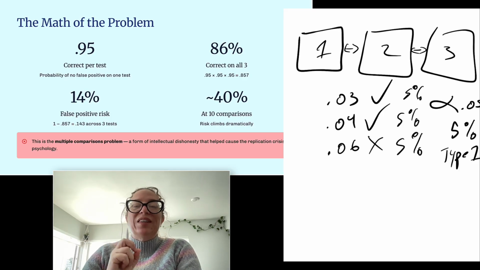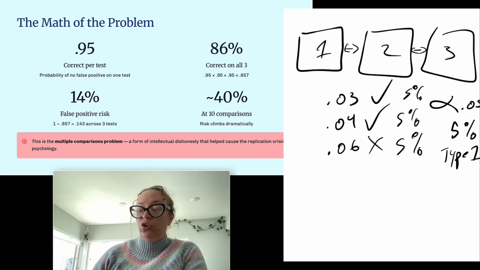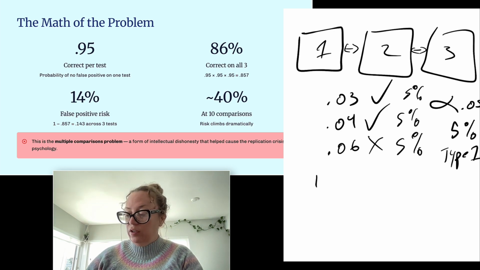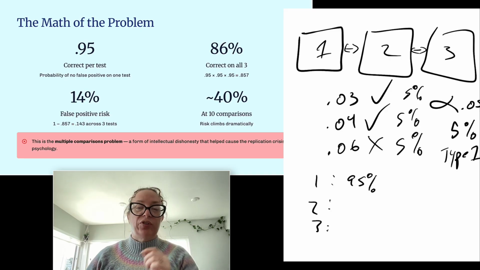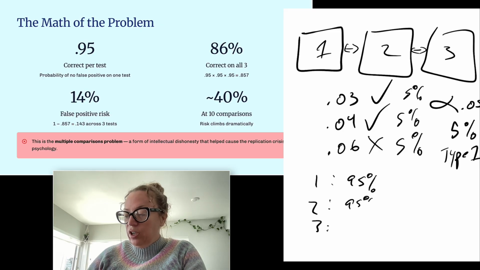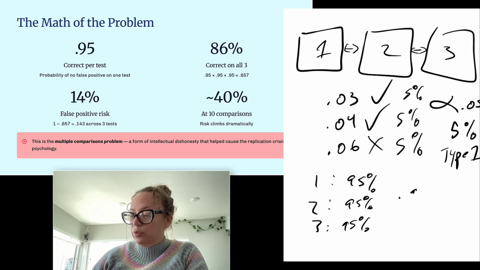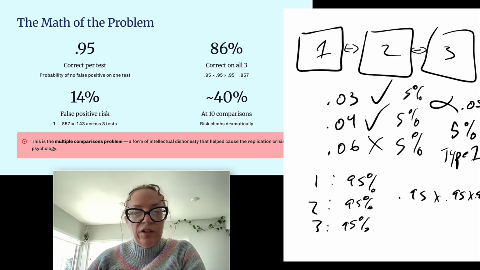So what's the probability that at least one of them is wrong across all 3 tests? It's not 5%. Okay, let me show you the math. The probability of being correct on test 1 is 95% because you have a 5% chance of being wrong. The probability of being correct on test 2 is also 95%. Probability of test 3 is also 95%, okay? Now to get your probabilities, if you remember from the probability chapter, you have to multiply those. So you multiply 0.95 times 0.95 times 0.95. That's how you get probabilities, okay?